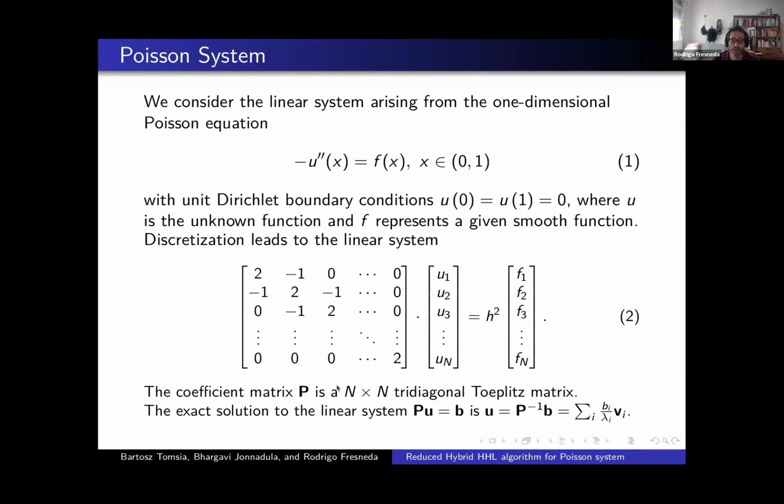in particular. So here on the bottom line, you can see basically what the solution is for this system, right? Once you invert, you get a superposition on the eigenvectors Vi of the matrix P with the coefficients B over lambda, where the Bi are just the components of the right-hand side vector B along the eigenvectors of the matrix, and lambda are the eigenvalues. So I will be talking about these amplitudes here, B over lambda.